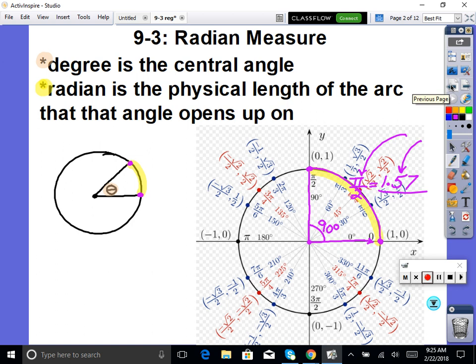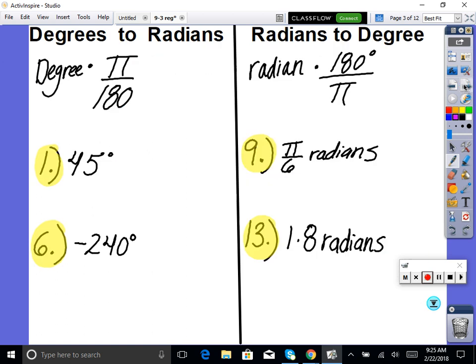How do we convert from, for example, 90 degrees to get pi halves radians? Well, this is how you can convert. You take the degree measure, and you multiply by pi over 180. That will change it to its radian, the physical distance. It will take it from its degree and change it to its radian.